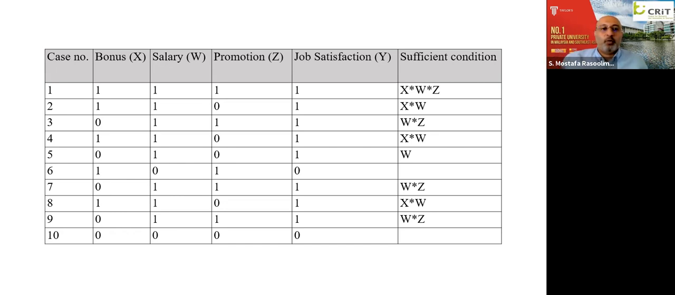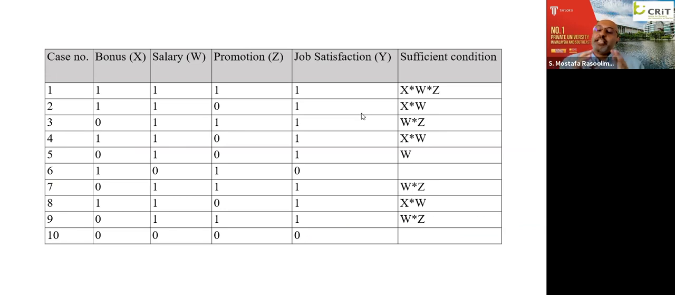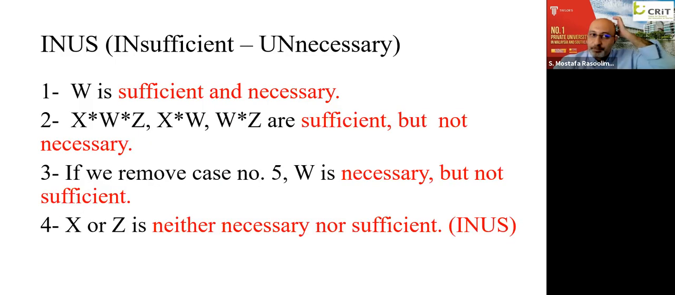Case 1 is satisfied when three factors are high, but case number 5 can be satisfied if only salary is high, right? So in this case-based analysis, we can identify different sufficient conditions to create a high level of job satisfaction. For different conditions, we can have different situations.